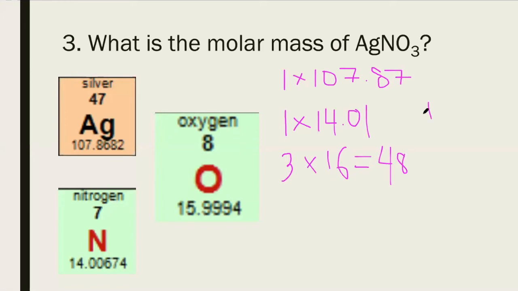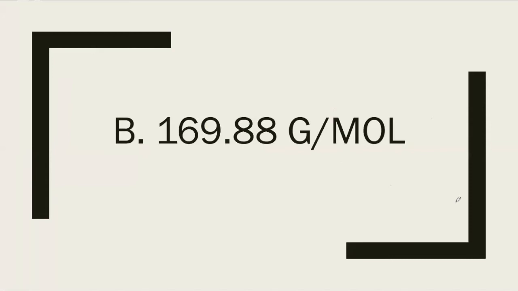So add that all together. So 107.87 plus 14.01 plus 48 will give you 169.88. So the answer is B, 169.88 grams per mole. Sino tama? Okay, so let's move on.